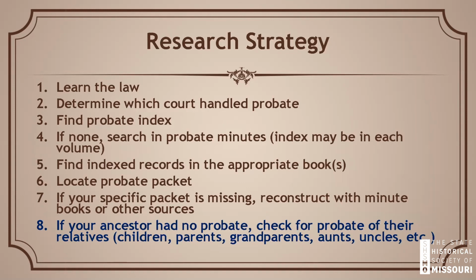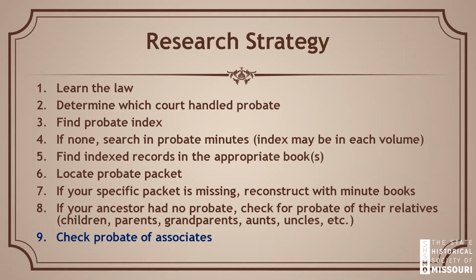If your ancestor had no probate, check for the probate of their relatives, children, parents, grandparents. It may mention something like this land was inherited from his father and then the father's name. Aunts and uncles, any relatives, that's where you'd go first to try to find information if your ancestor had no probate. But if that doesn't pan out, you're going to have to go to associates. It may mention your ancestor as an adjoining landowner, for example, and when.